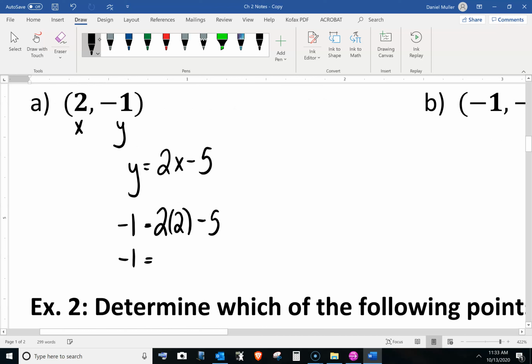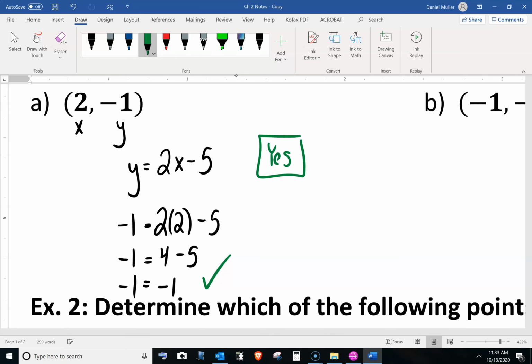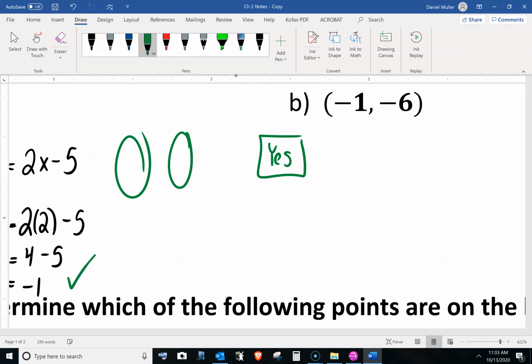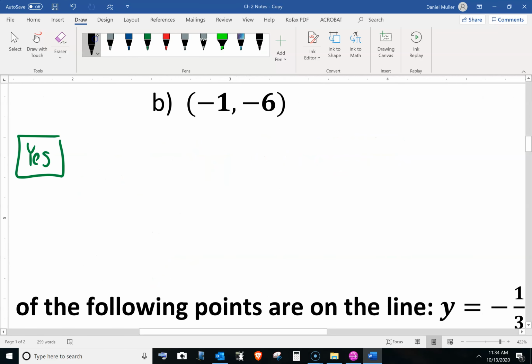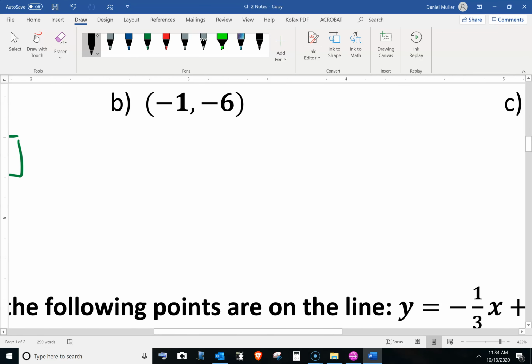Now that's a -1 on the right side. 2 times 2 is 4, minus 5. What is 4 minus 5? Well, 4 minus 5 is -1. And the left side is just -1. So did we get a true statement? Does -1 equal -1? Yes. So yes, it is on the line. If you get a true statement, then yes, this point is on the line. Again, all I did was put the x in here and the y in here, do some really simple math, and I got a true statement. So let's keep going here. Was it 2x minus 5? I'll start by writing it down because I keep forgetting.